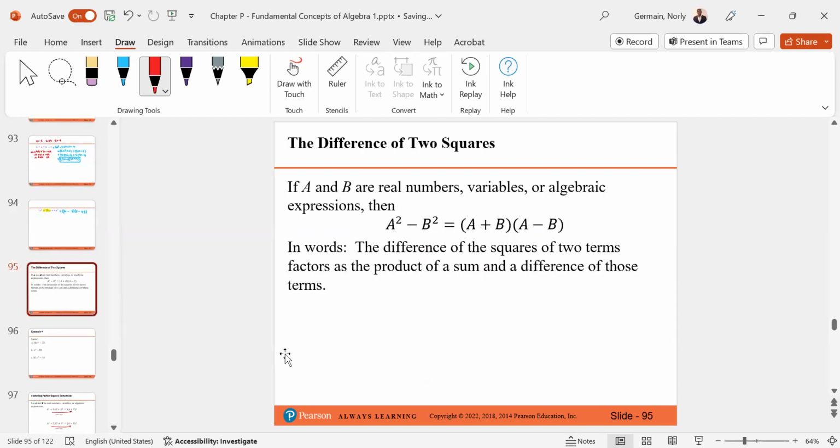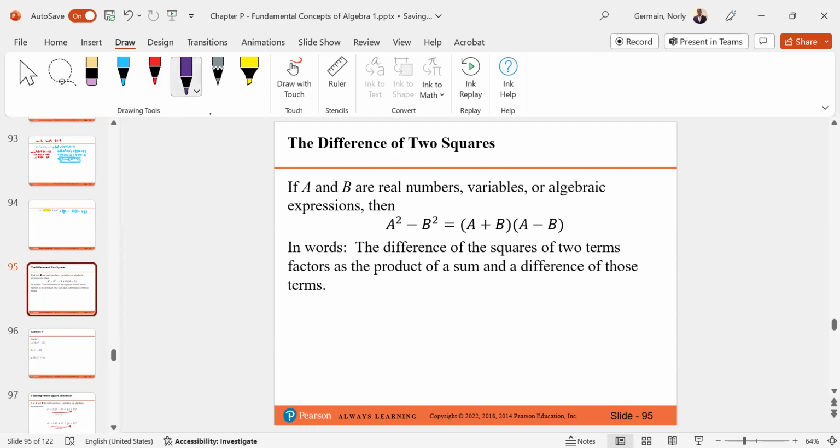Let's move quickly to another type of factoring. We're going to factor the difference of two squares. A method for factoring the difference of two squares is obtained by reversing the special product for the sum and difference of two squares. If A and B are real numbers, variables, or algebraic expressions, then A squared minus B squared equals A plus B times A minus B.